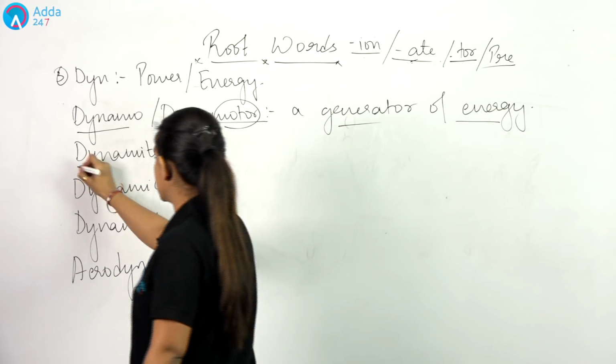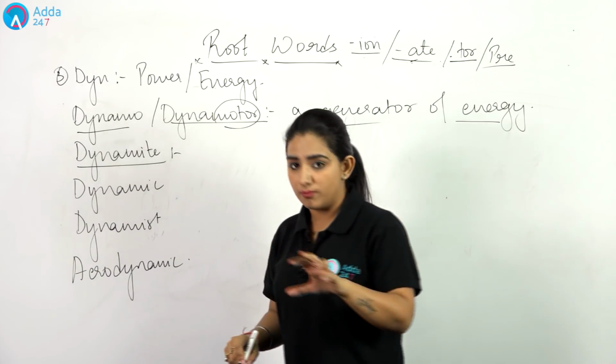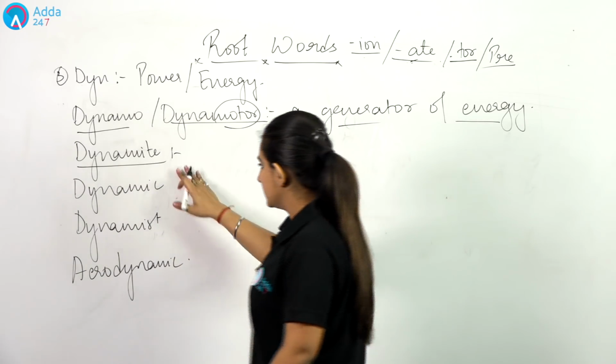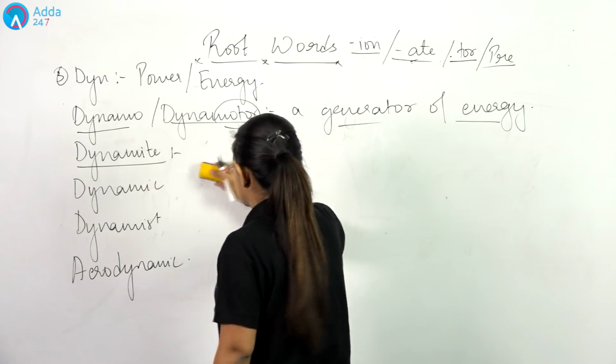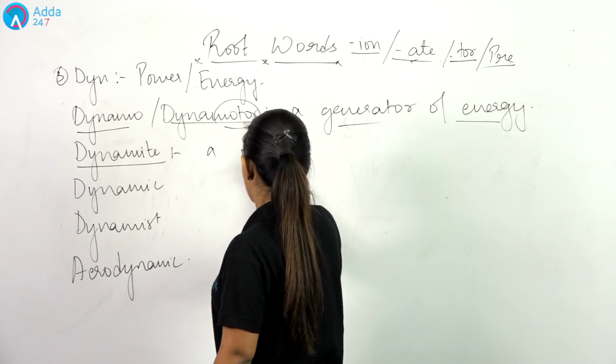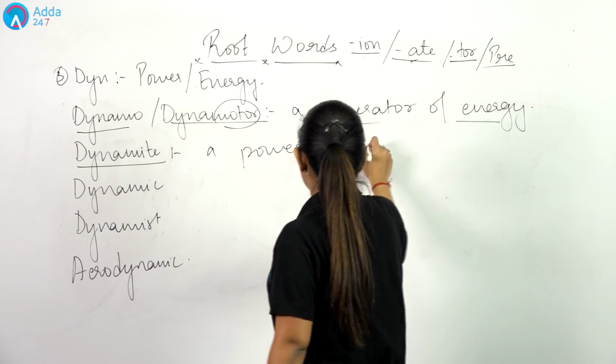Next is dynamite. Dynamite, it's a kind of bomb. I hope you've heard of it, right? Dynamite again is a word that can be a powerful explosive, right? A powerful explosive.